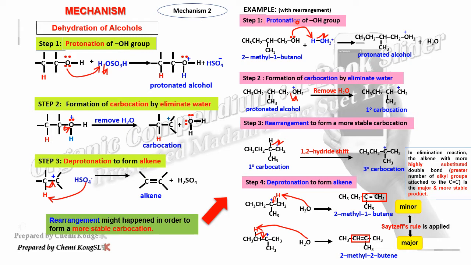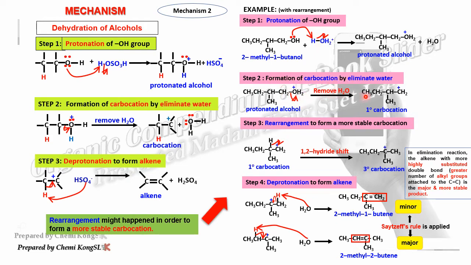So step 1 is still the same, protonation of alcohol. So this alcohol attracts the hydrogen here from the protonated alcohol, and then here from the H2O. Certain examples might use H3O plus, but I encourage you all to use H2SO4, because based on the previous slide, we know the reagent that we use for dehydration of alcohol is concentrated H2SO4. But I want to show you another example, H3O plus. The second step, formation of carbocation by eliminating water, is still the same.